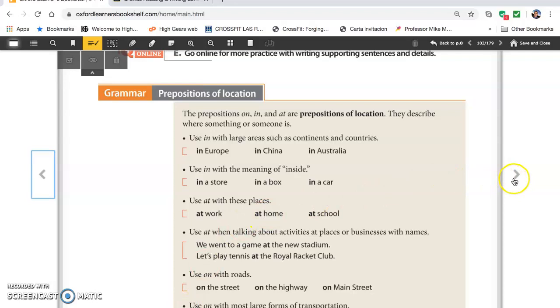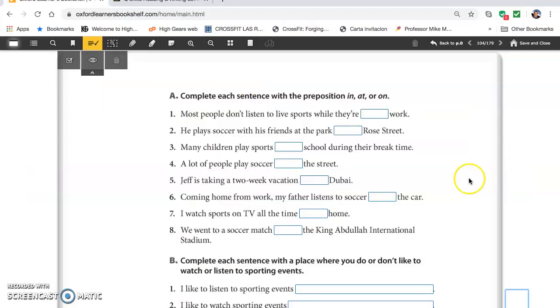What I want you to do is to go to page 104. There is an exercise here, and in each case, complete the sentence with in, at, or on. So for example, most people don't listen to live sports while they're, is it at work, on work, or in work? Please pause the video and complete these 8 sentences.